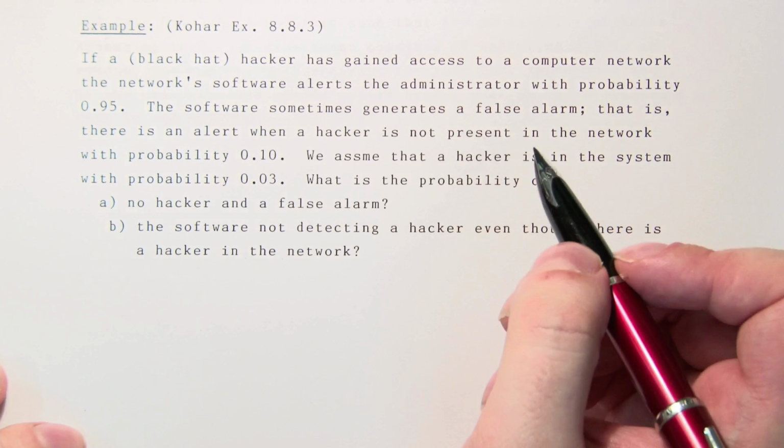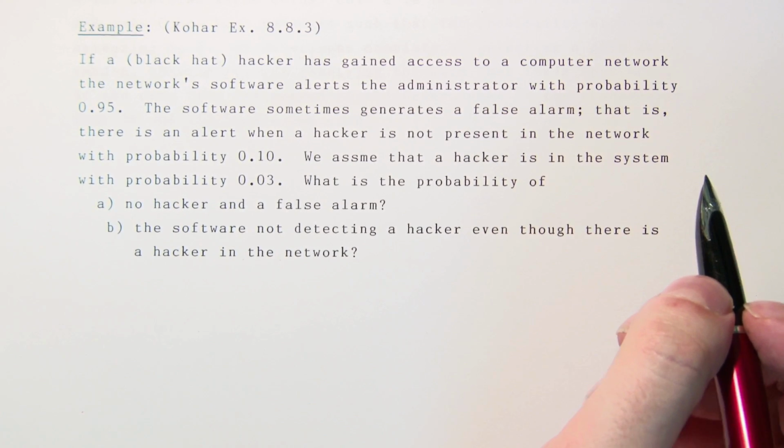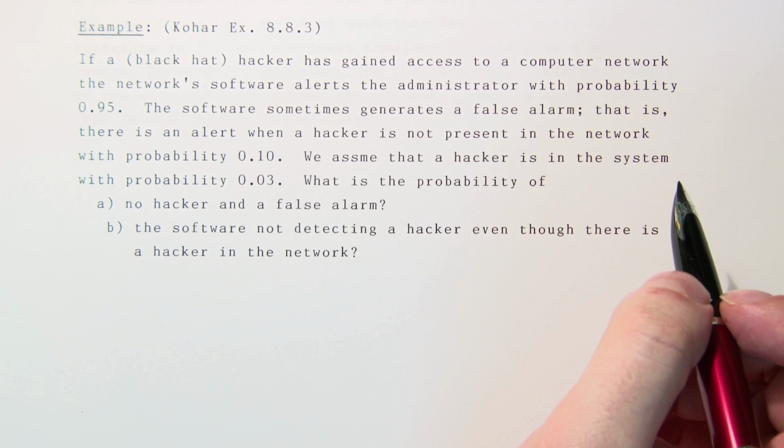So the important thing is this is a word problem. You have to parse what kind of information you're given and what it's asking you to find.